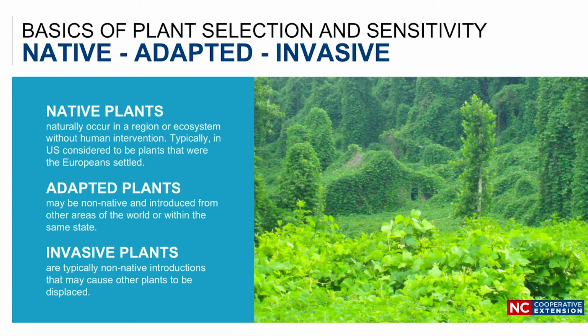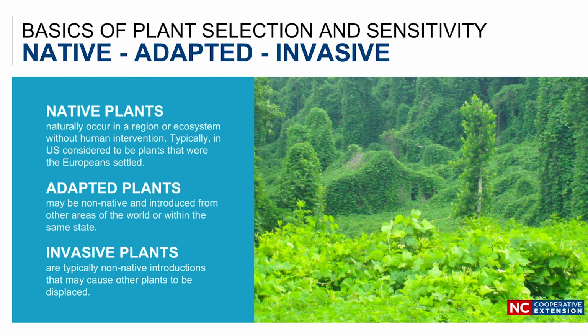Now, native plants naturally occur in a region or ecosystem without human intervention. Yes, we can adopt those and put them in our landscapes, or we can protect the existing ones in our landscapes. But typically, native plants in the U.S. are considered to be plants that were here before the European settlers. Adapted plants are plants that may be either non-native and introduced from other areas of the world or within the same state. And finally, invasive plants are typically non-native introductions that may cause other plants to be displaced, such as this kudzu.